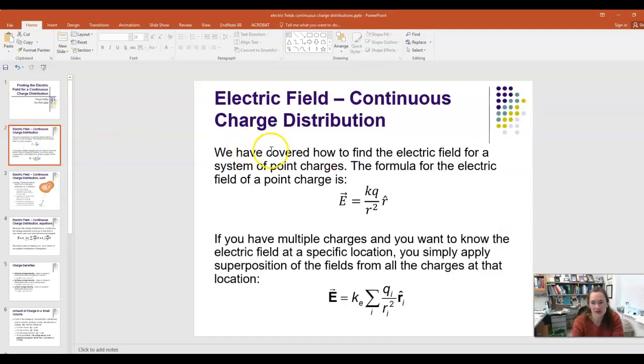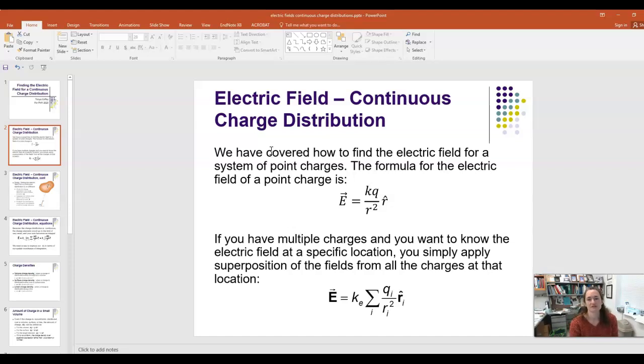So in order to do that, I want to remind you of what we've already covered, which is how to find the electric field from point charges. Remember that the electric field from a point charge Q at some distance from the point charge R, right? So you're at a point of interest.